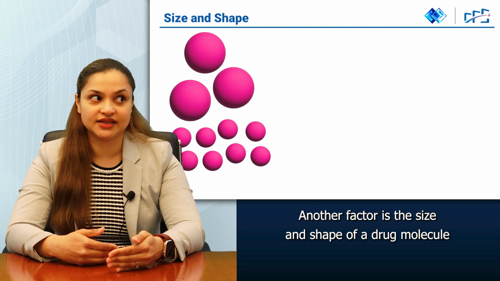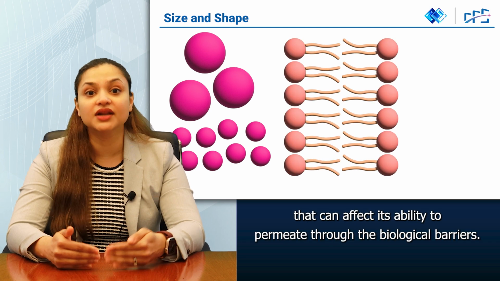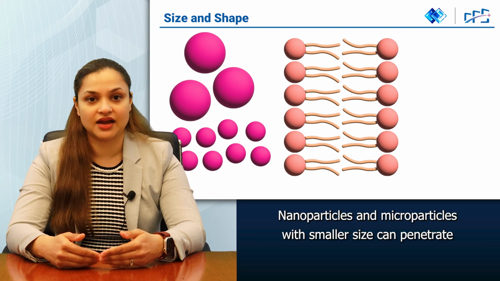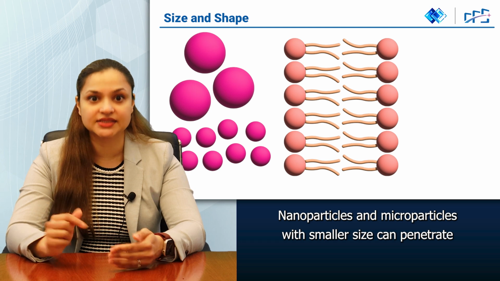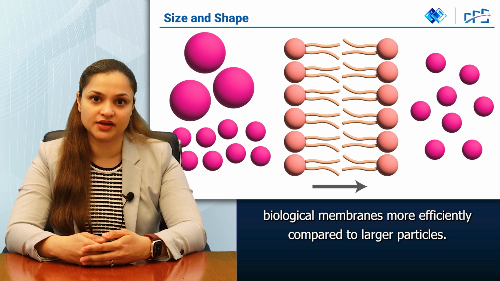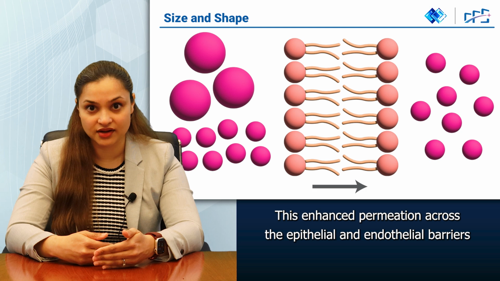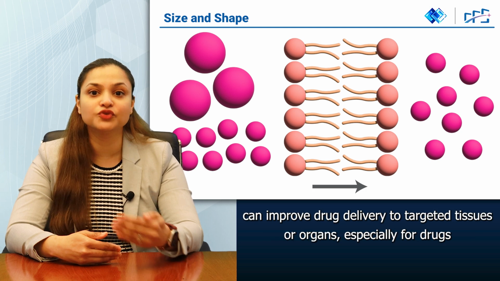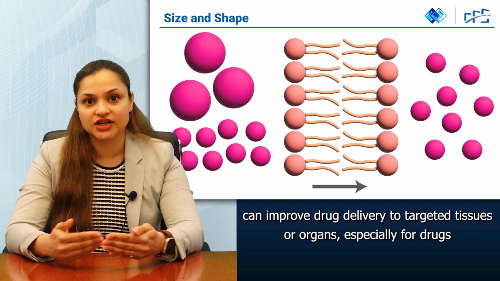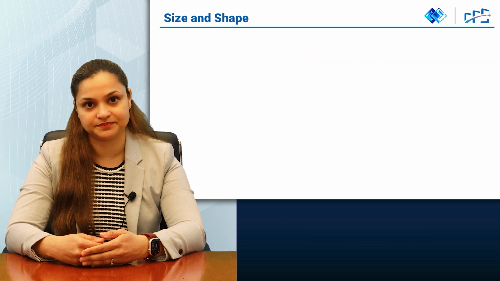Another factor is the size and shape of a drug molecule that can affect its ability to permeate through the biological barriers. Nanoparticles and microparticles with smaller size can penetrate biological membranes more efficiently compared to larger particles. This enhanced permeation across the epithelial and endothelial barriers can improve drug delivery to targeted tissues or organs, especially for drugs intended for systemic circulation or site-specific action.